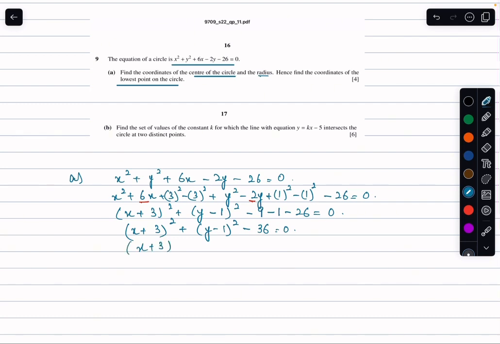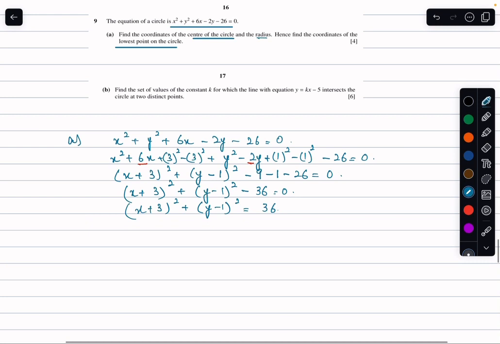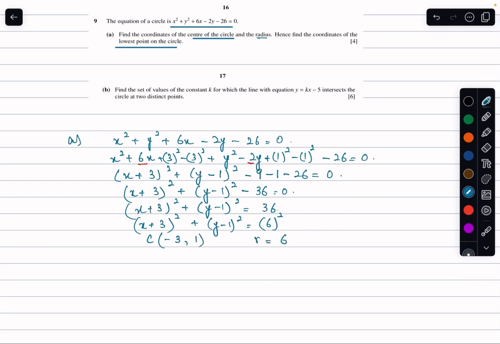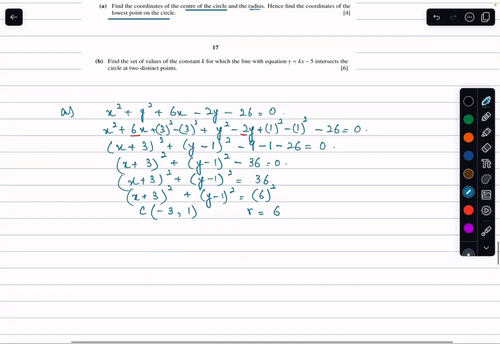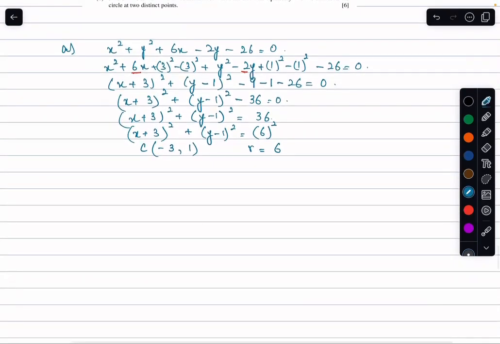Or we can say this is (x + 3)² + (y − 1)² − 36 = 0. And further, we can say it's (x + 3)² + (y − 1)² = 36. 36 is a perfect square. Therefore, it's (x + 3)² + (y − 1)² = 6², which gives me 36. So the center points are going to be (−3, 1), and the radius of the circle is going to be 6.